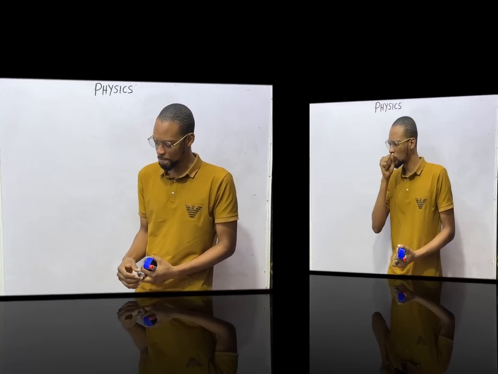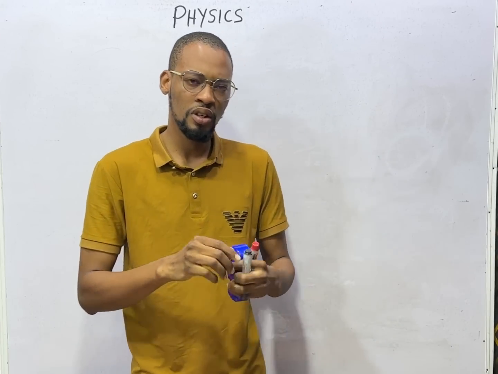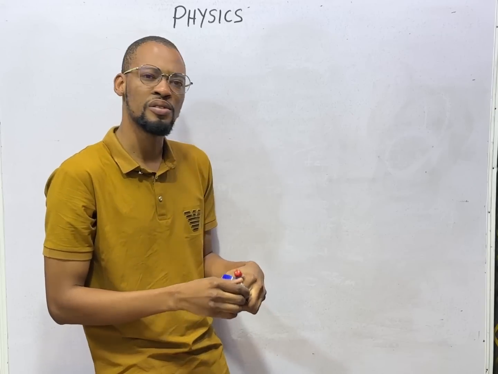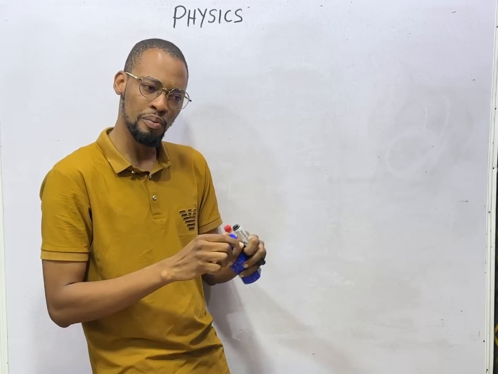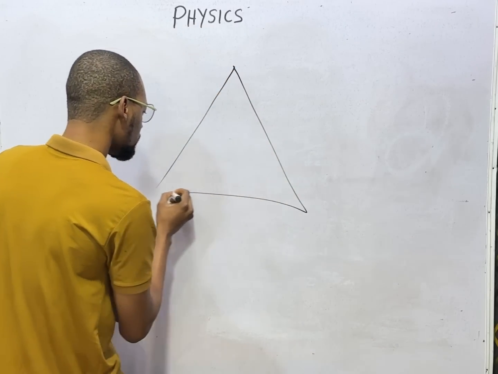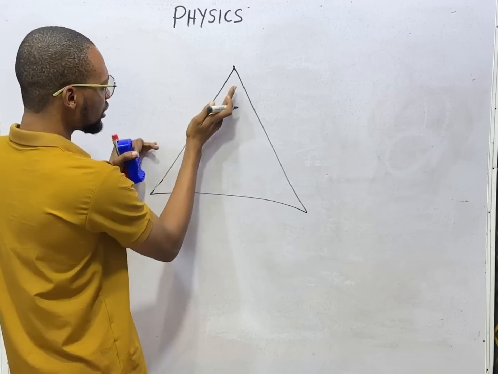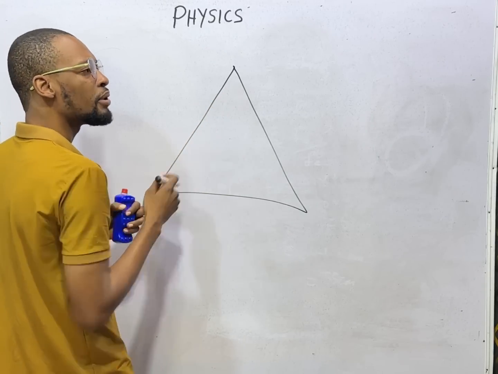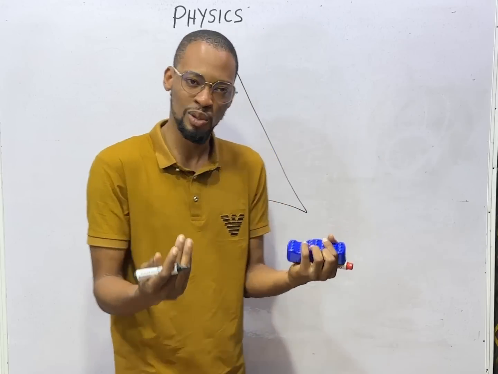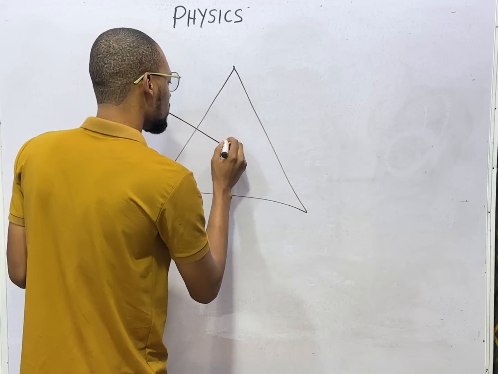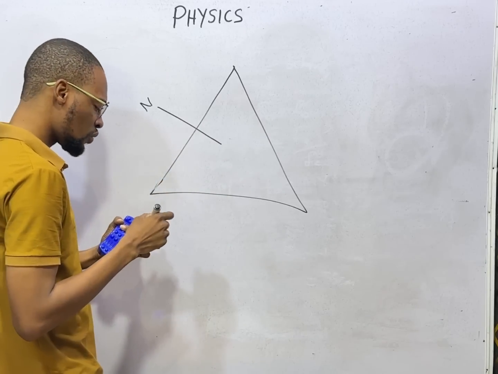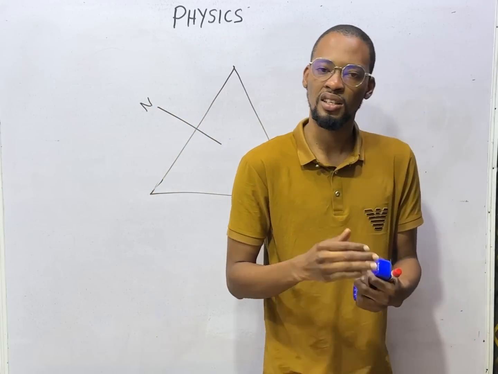So let us begin. We've established that refraction can take place in rectangular blocks and in a triangular prism. If this is a prism, this is the surface we are concerned about, and there is a line perpendicular to the surface, which we call the normal. The normal is 90 degrees to the surface we are concerned about, the refracting surface.